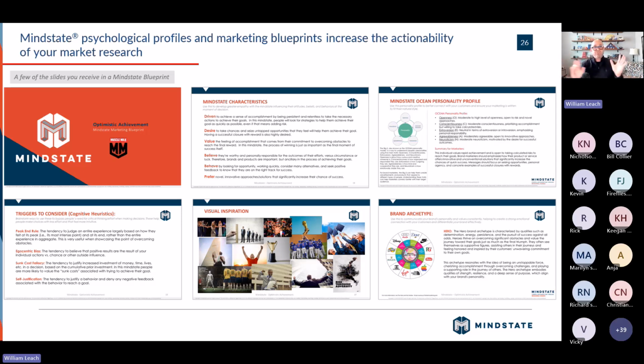An activation blueprint combines a psychological profile with marketing blueprints. With this study, we created 2 different activation blueprints, one for the optimistic achievement mind state and another for the optimistic competence mind state. We have talked about blueprints in probably the last 4 or 5 webinars that I've done, so I'm not going to talk through them right now.